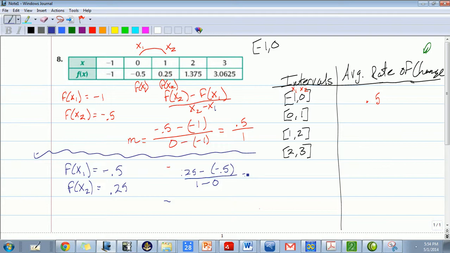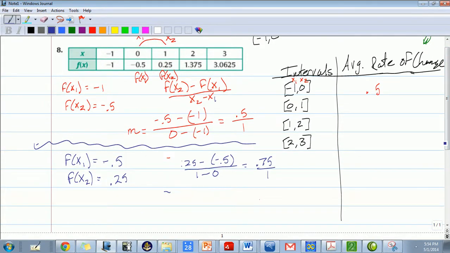So that means that our average rate of change in this case right here would be, hold on, let me get my pencil. Our average rate of change in this case right here would just be 0.75. So let's go for the other one now.